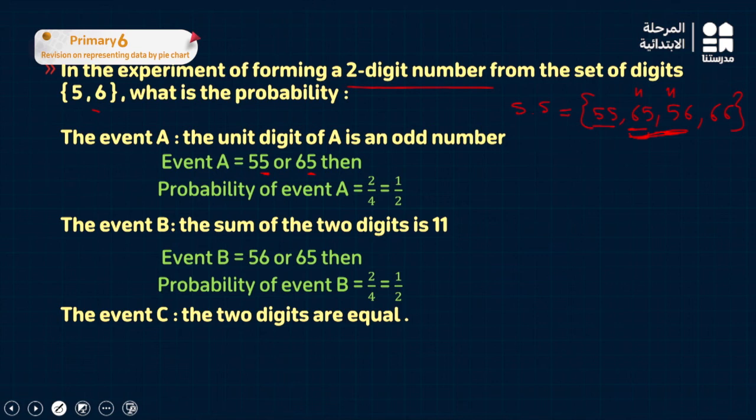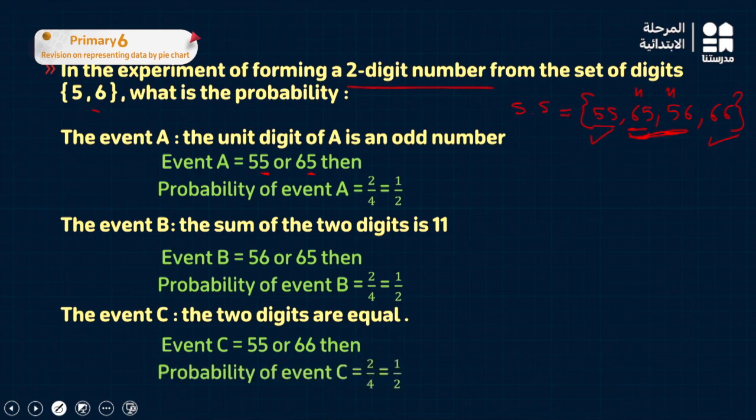The event C says the 2 digits are equal. There must be 2 equal digits. So where are the 2 digits that are equal? Of course 55 and 66. So I will write 55 or 66. So the probability is 2 events out of the total, which is 4. Also it will be half.